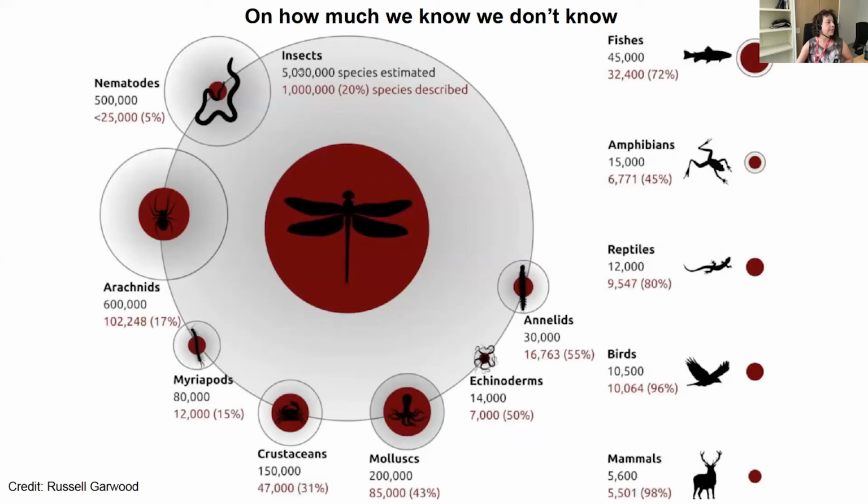For instance, in insects, the estimated number is that only 20% of the species have been described. And 5% for nematodes, 17% for arachnids, and so on and so forth. And of course, many of these super weird lineages that I showed you before are not even represented here. So you can imagine that there's a huge gap in our understanding of biodiversity.